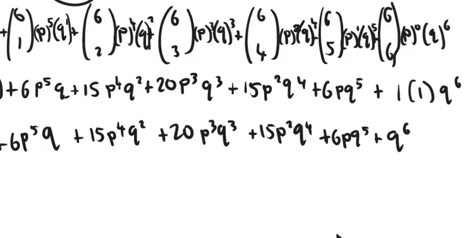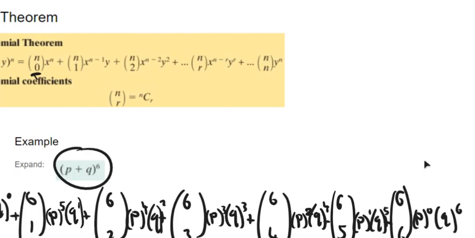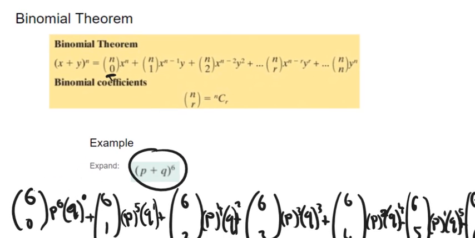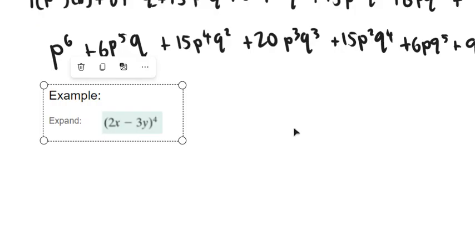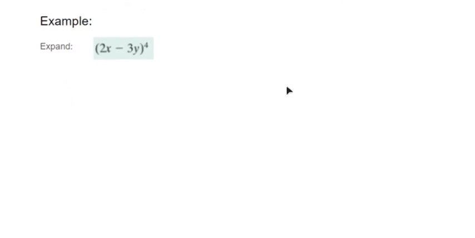I'm going to do one that's a little bit harder, but actually has fewer terms in it. This one's a little bit harder because it has a 2x and a minus 3y. So my two terms are 2x and the other one is minus 3y.